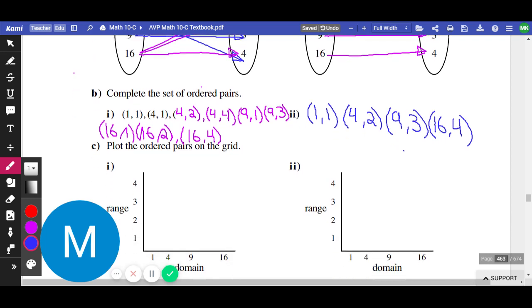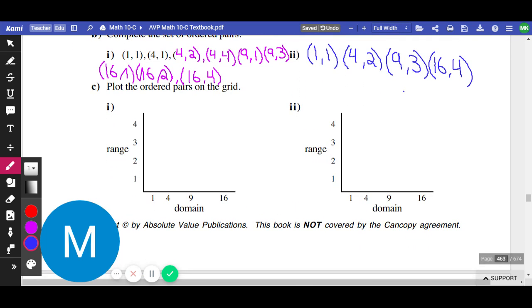Awesome. Just a reminder, you could graph these ordered pairs. We're going to try, just kind of roughly. So if you're looking at this, inputs are across the bottom, outputs are along the top. So if I wanted to graph these ordered pairs, I would have 1, 1 right there. I'd have 1, 4 right there. 4, 2, 4, 4, 9, 1, 9, 3, 16, 1, 16, 2, and 16, 4. Right, that's how that graph would look. That's me putting all the ordered pairs, inputs along the bottom, outputs along the top.